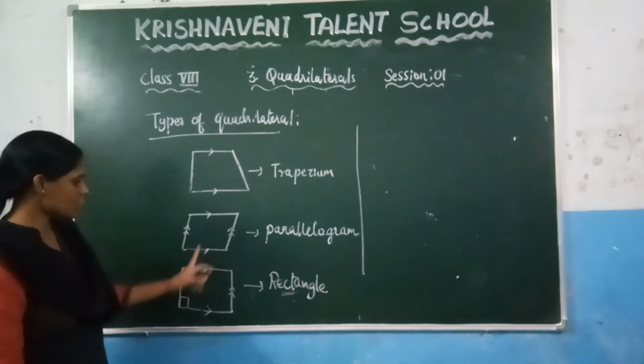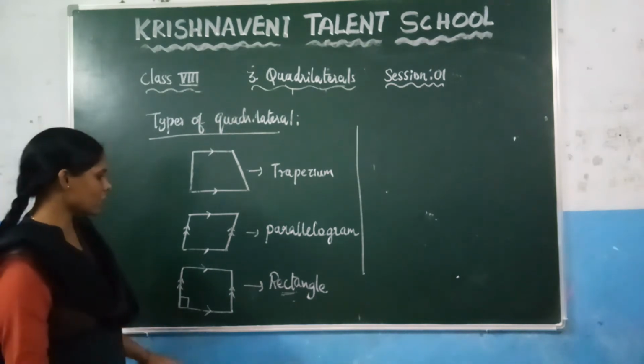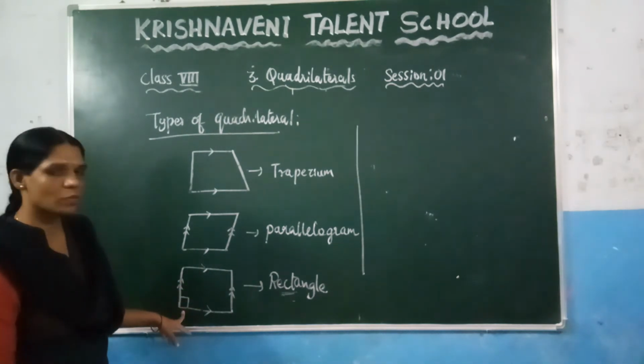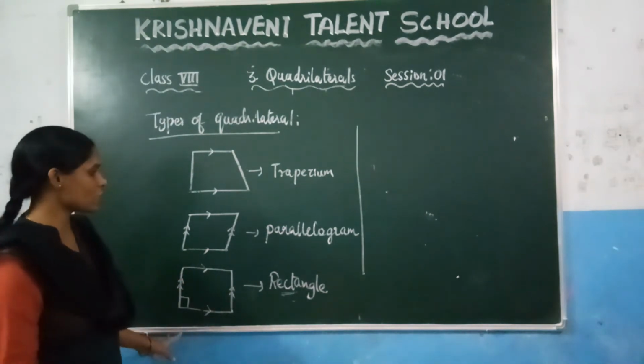Similarly here, these two sides are parallel, these two sides are parallel. But here, what is the extra condition? Here one angle should be the right angle. So this one we call a rectangle. Now we have discussed the three types.